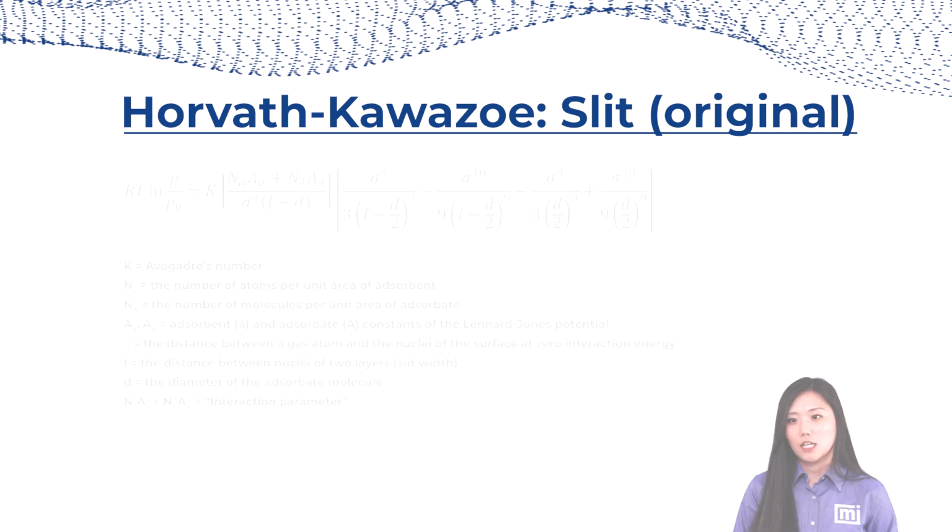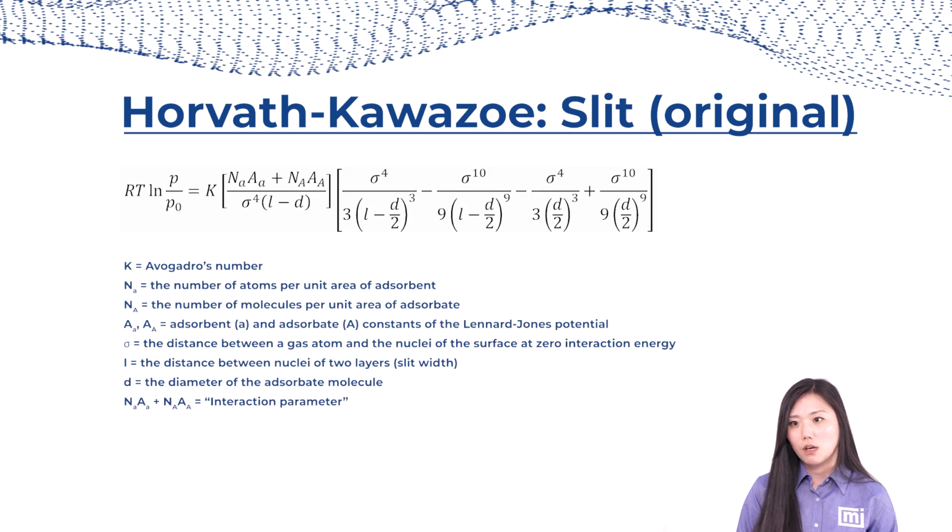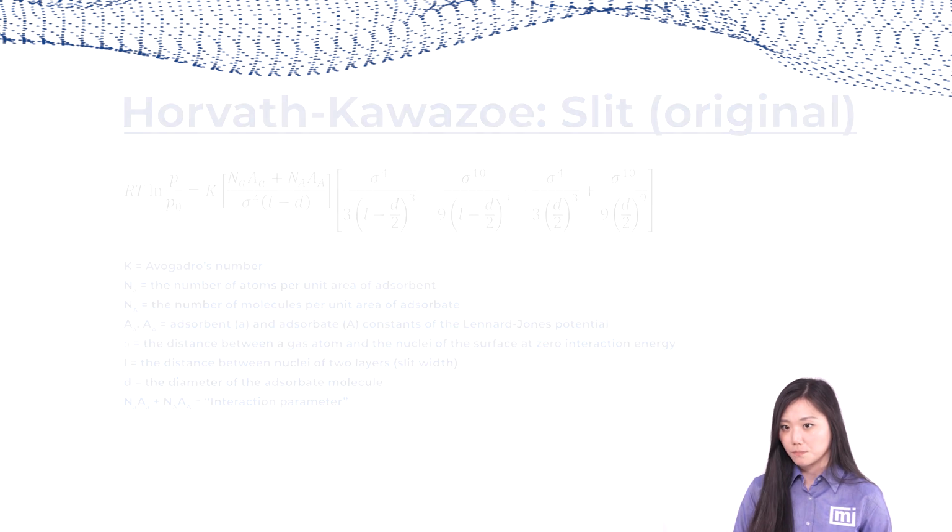Here is the HK equation. On the left, we have the change in free energy that depends on the relative pressure, which we're measuring. All the other parameters are known depending on the adsorbate and adsorbent used for the experiment. So essentially, we're calculating L, the distance between the two nuclei of two layers, which is the pore width for slit-shaped pores.